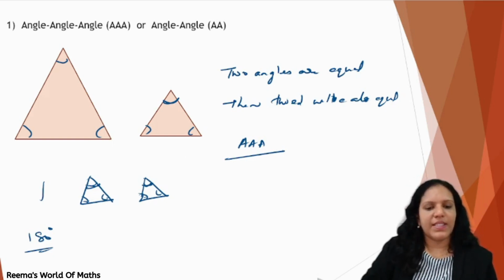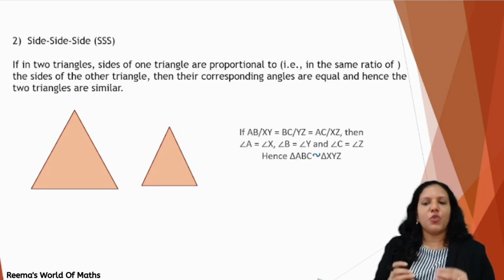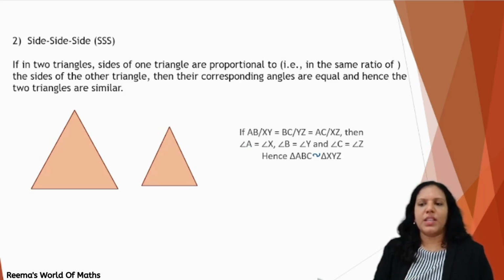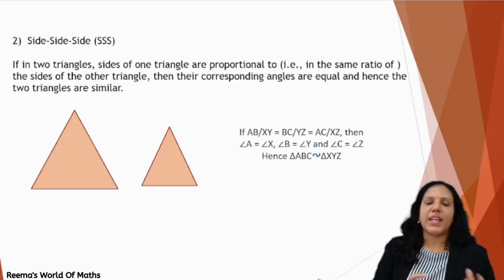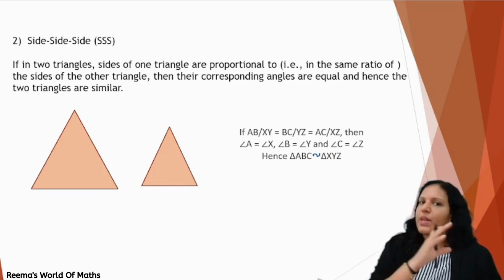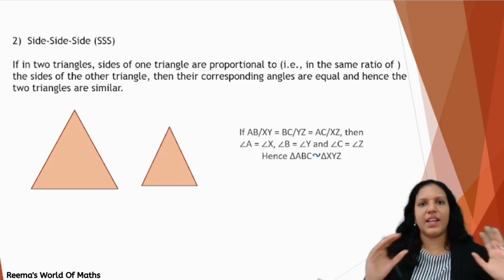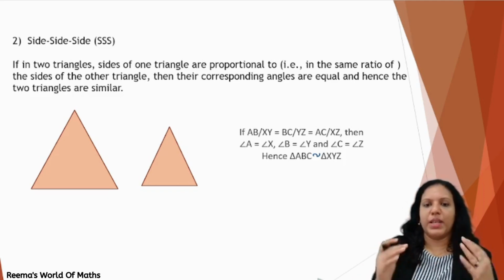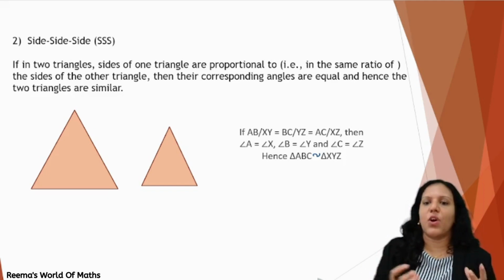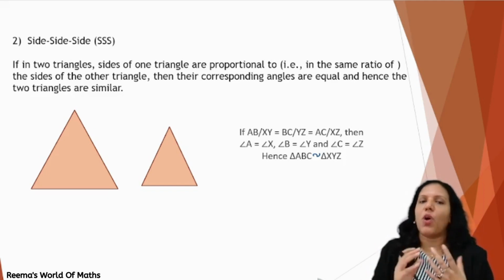Now let's see the second criterion, which is side, side, side. For side, side, side, if in two triangles, the sides of one triangle are proportional, that is, in the same ratio as the sides of the other triangle, then their corresponding angles are equal. Hence the two triangles are similar. In angle, angle, angle, we mentioned that if the angles are equal, then the sides will be in the same ratio. But here we are given that if the sides of the two triangles are in proportion, their angles will always be equal.